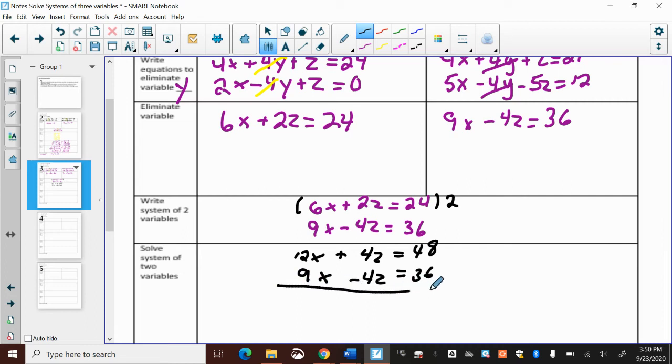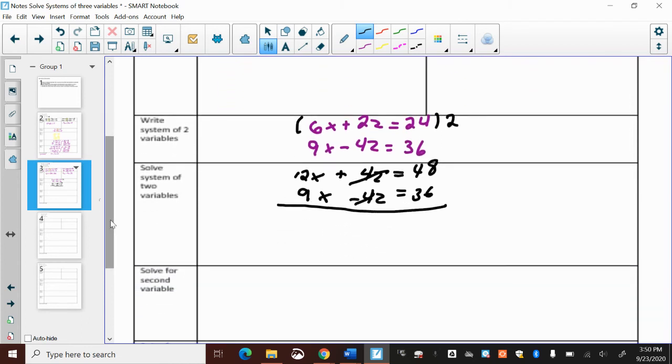And now we're going to eliminate the z variable. Let me just move this down just a little tiny bit. Okay. Over here, I get 21x. And when you add 48 and 36, you do get 84. Dividing each side by 21, we get x is equal to 4.